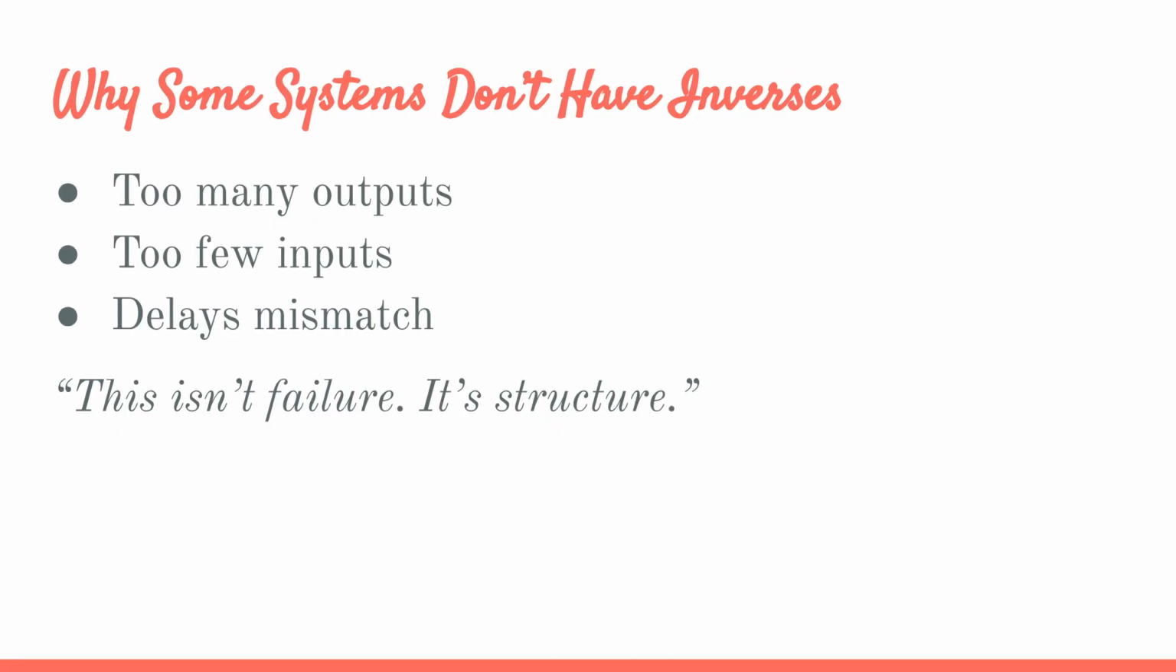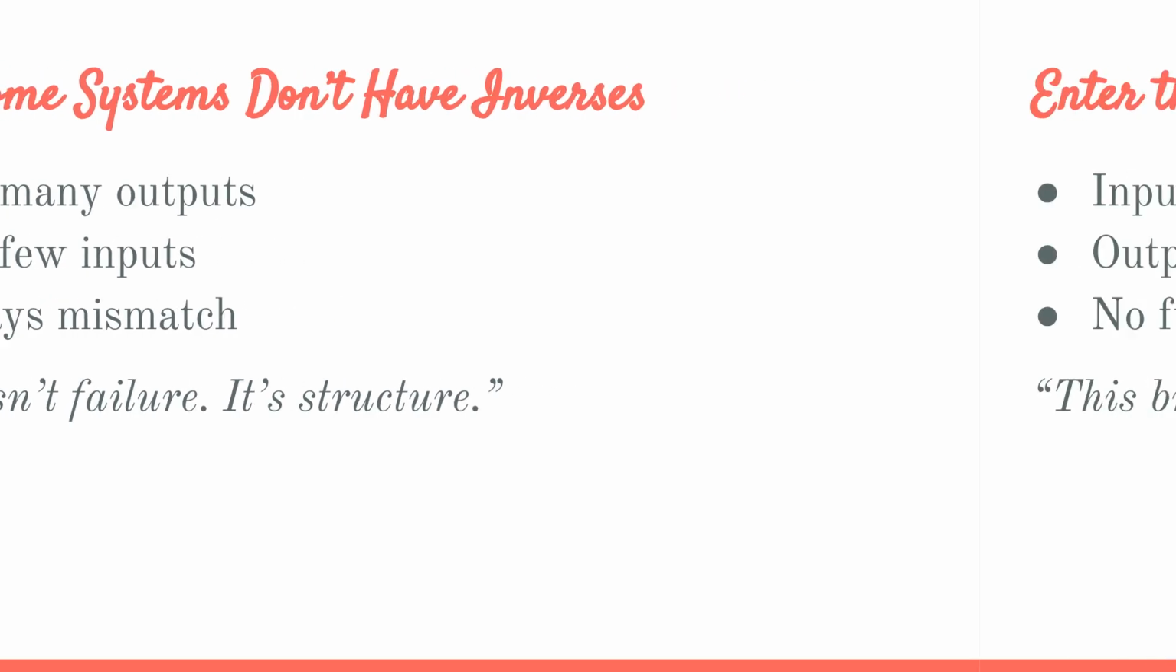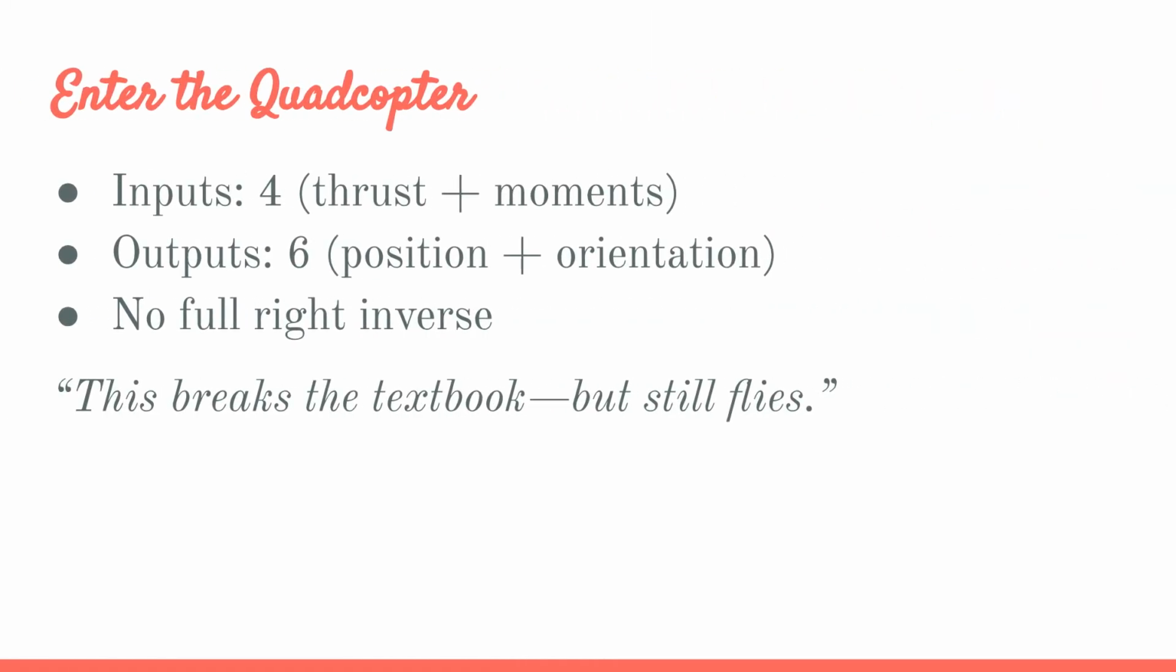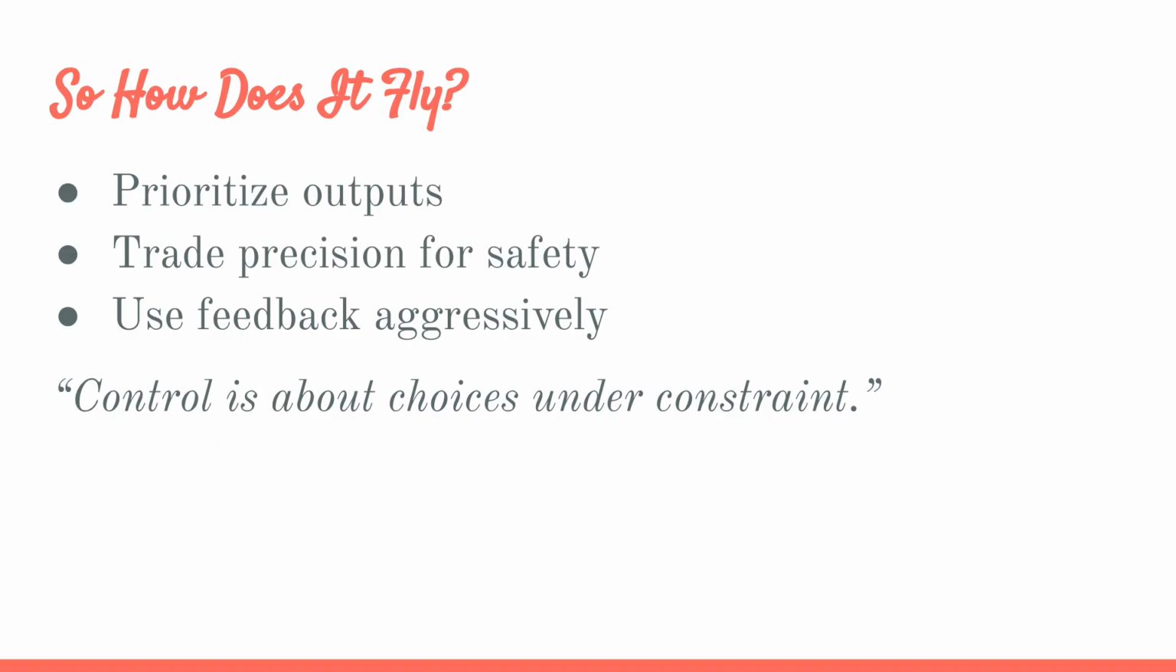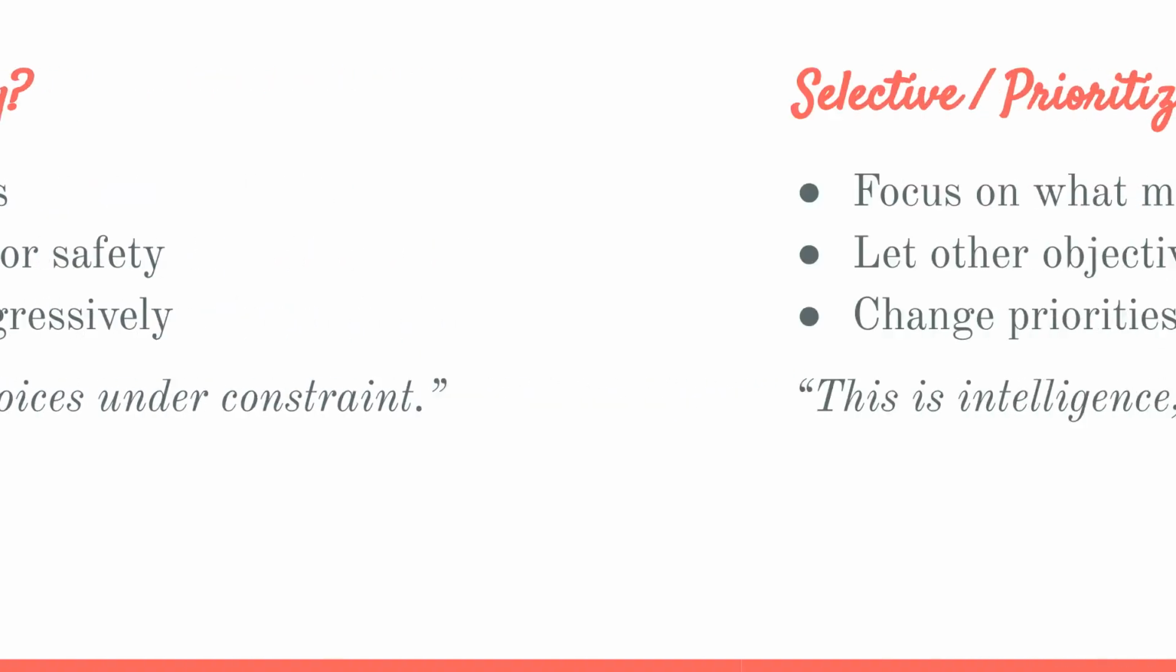Some systems cannot be fully inverted because they have too many outputs or too few inputs, or if the time delays mismatch. This is a structural limitation, not a failure. Take the quadcopter, for example. It has 4 inputs, thrust and moments, but 6 outputs, position and orientation. It lacks a full right inverse, yet it still flies. The quadcopter flies by prioritizing its outputs, trading precision for safety, and aggressively using feedback. Control, ultimately, is about making smart choices under constraint.